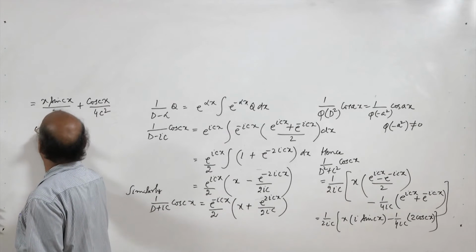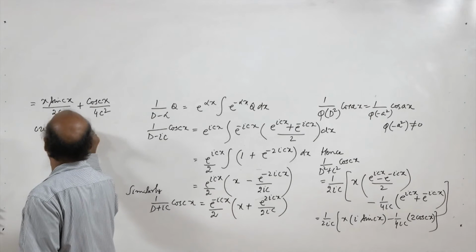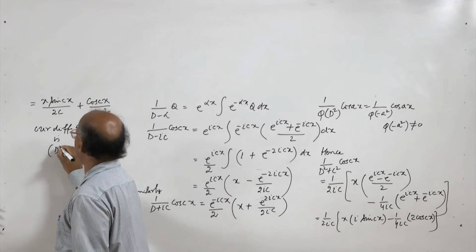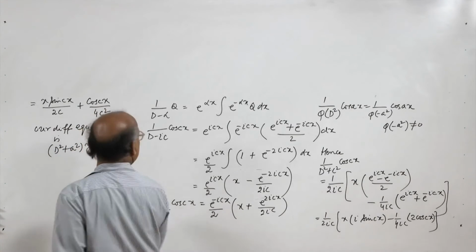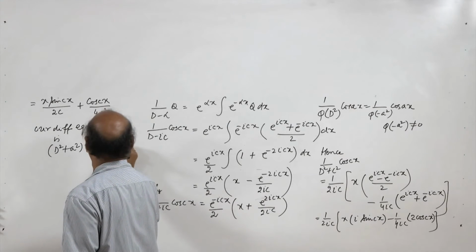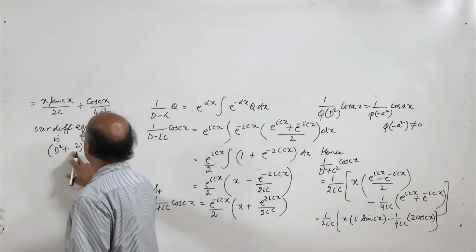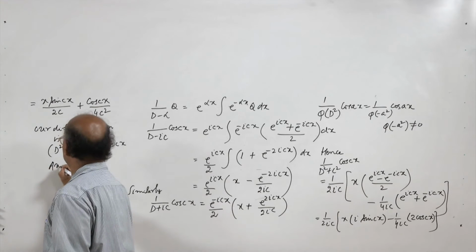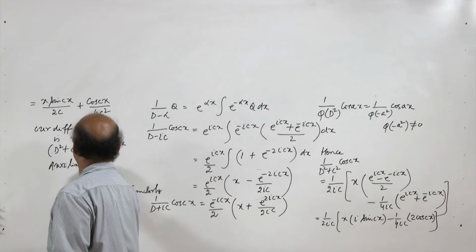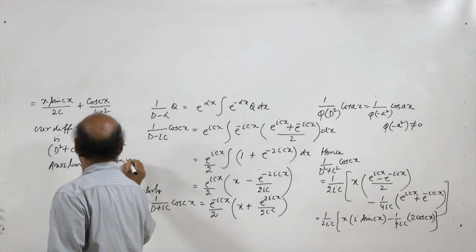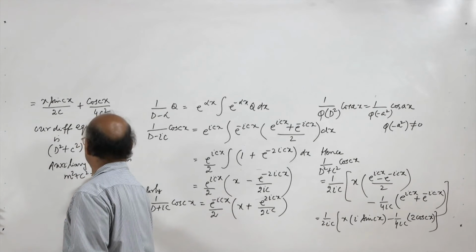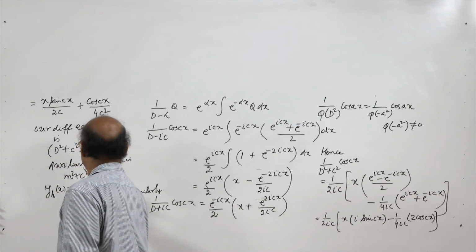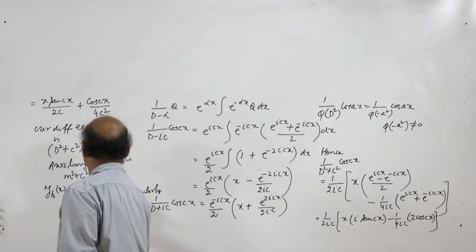Now, our differential equation is of the type (d square plus c square) y equal to cos cx. So, auxiliary equation will be m square plus c square equal to 0. So, complementary function y_c(x) will be equal to a cos cx plus b sin cx.